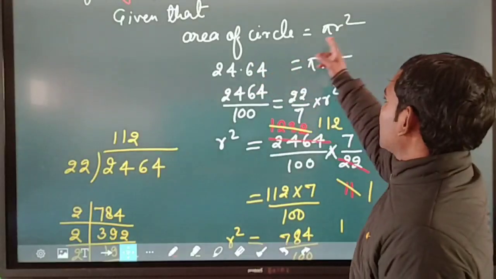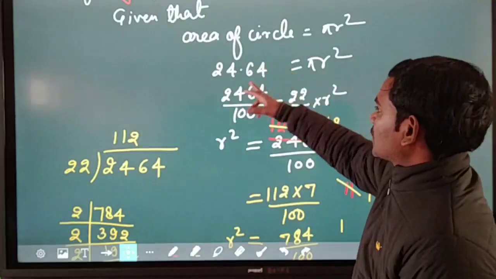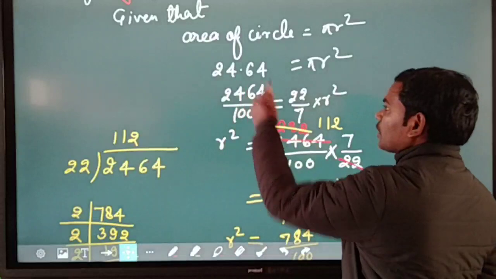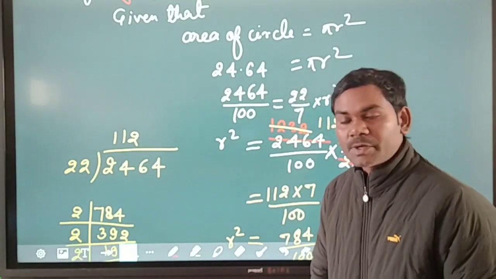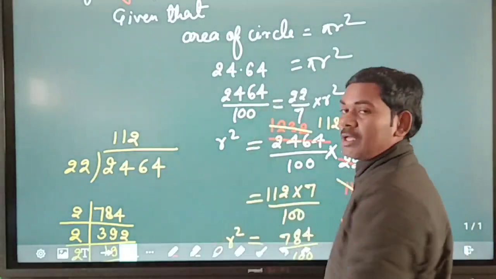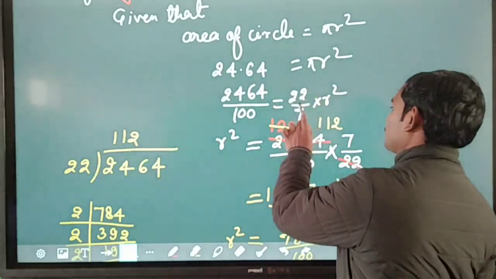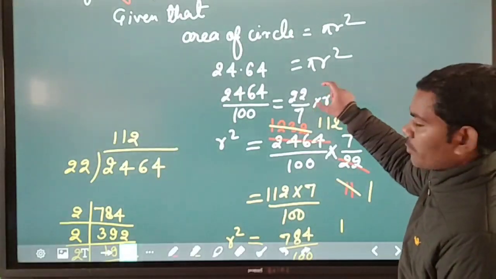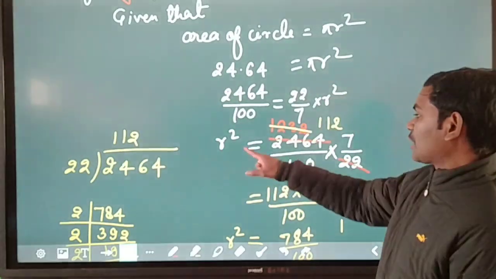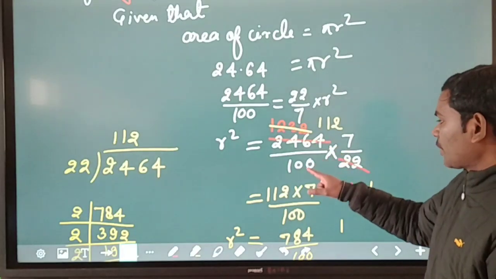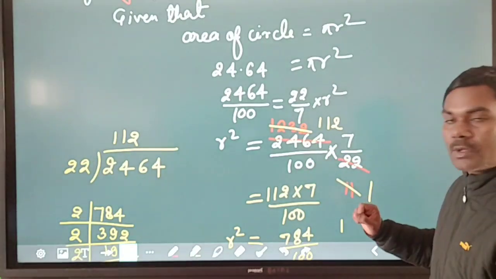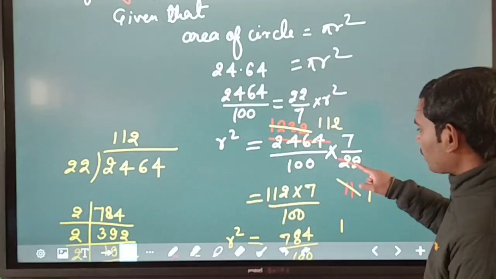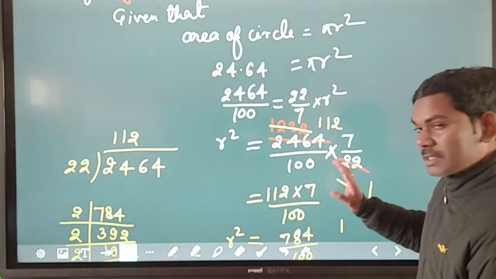We know that the area of a circle is pi r square. The area of the circle is given as 24.64 and is equal to pi r square. Here, after removing the decimal, 24.64 can be written as 2464 by 100, and the value of pi is 22 by 7 into r square. Now transposing 22 by 7 to the left side, we get r square is equal to 2464 by 100 into 7 upon 22. And after the division of 2464 by 22, we get 112 as the quotient.